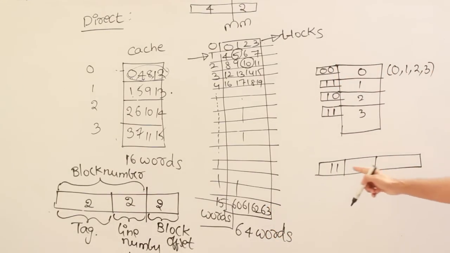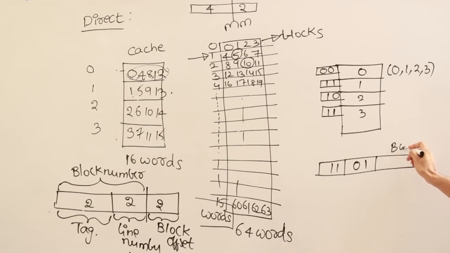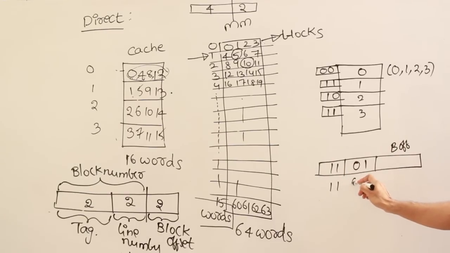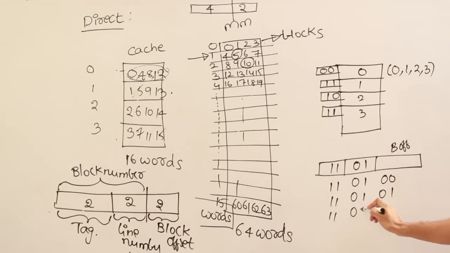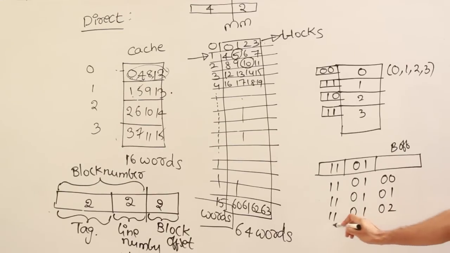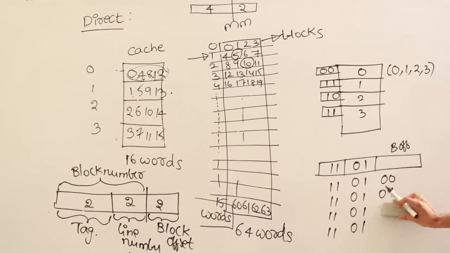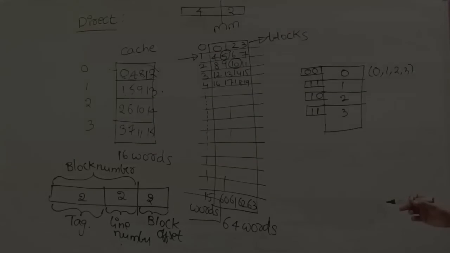And now the tag is 11, isn't it? And what is the block number? Block number 1 is 01. Then anyway, these 2 bits are block offset, and they will contain everything from all zeros to all ones. So what does it mean? It is 1101 and then 00, 1101 and then 01, 1101 and then 10, and 1101 and then 11. These are the 4 words which are present in this particular line.